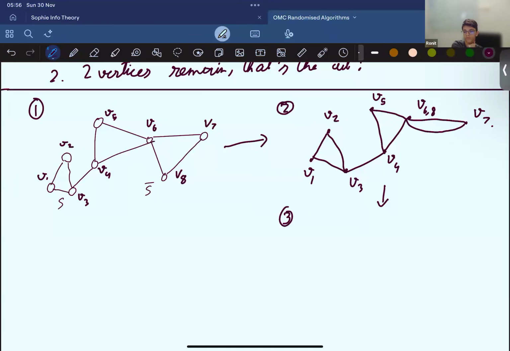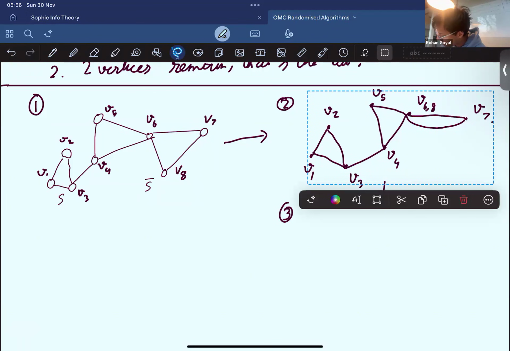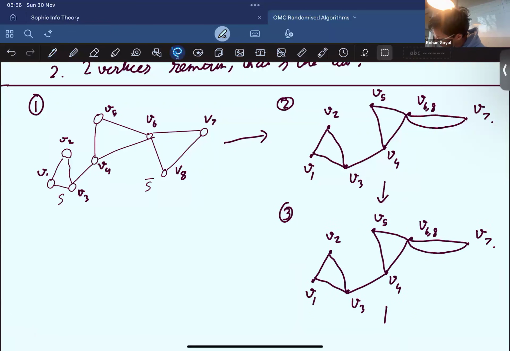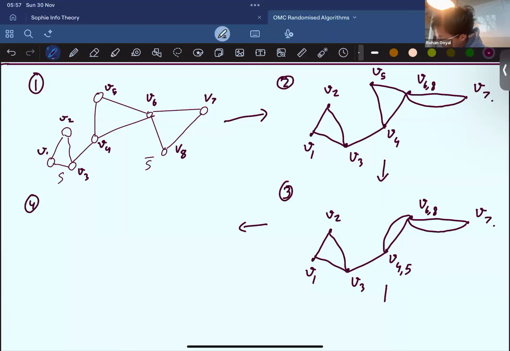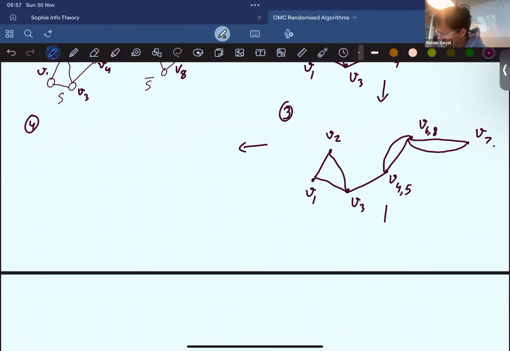V4, V5. So we do the same thing again. Let me try to see if I can do this more efficiently this time. This becomes V4, 5. And there is a second edge going from here to here. Somebody else? V1, V2. Good.